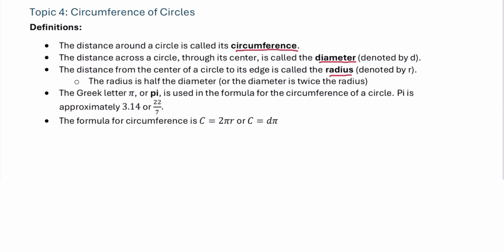The Greek letter pi is used in the formula for circumference. Pi is approximately 3.14 or 22 divided by 7. The formula for circumference is C equals 2 pi r, or C equals diameter times pi.